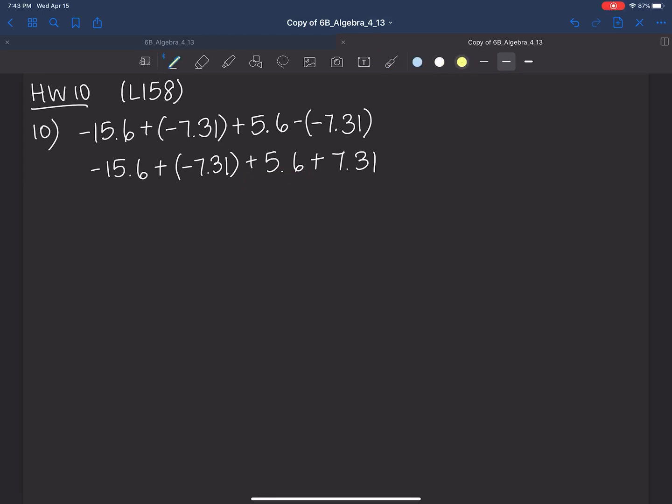But some of you guys observed that we have a minus 7.31 and then we have a positive 7.31. So if these were next to each other in the expression, we could have easily canceled them out. So how do we move them next to each other? We're going to have to use the commutative property of addition. So let me just mark that down.